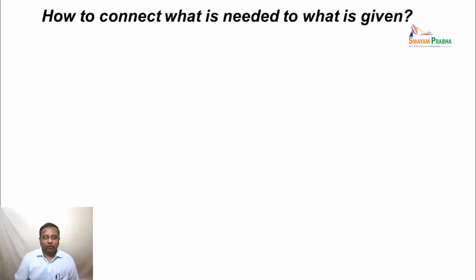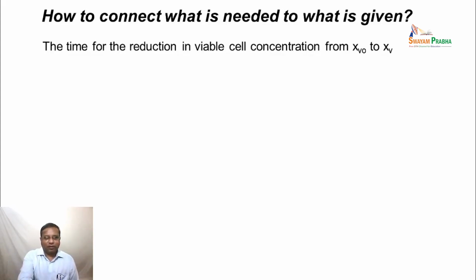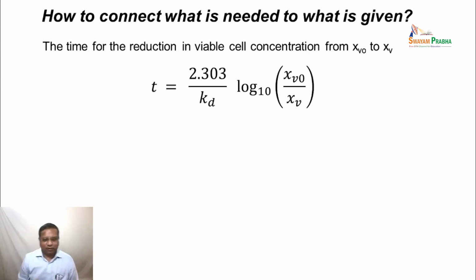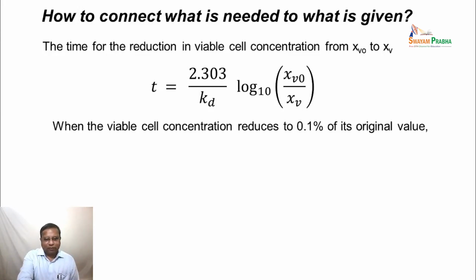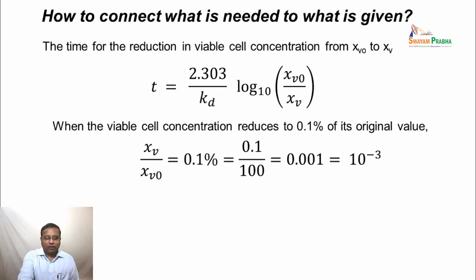How do we connect what is known to what is needed? The time for reduction in viable cell concentration from xv0 to xv, we have already derived and seen earlier, equals 2.303 by Kd log to the base 10 of xv0 by xv. When the viable cell concentration reduces to 0.1% of its original value, this is the condition that is of interest to us in problem B. We know that xv by xv0 is 0.1%.